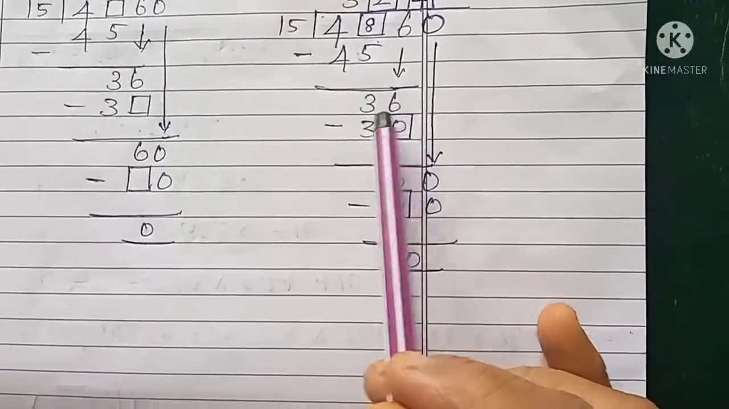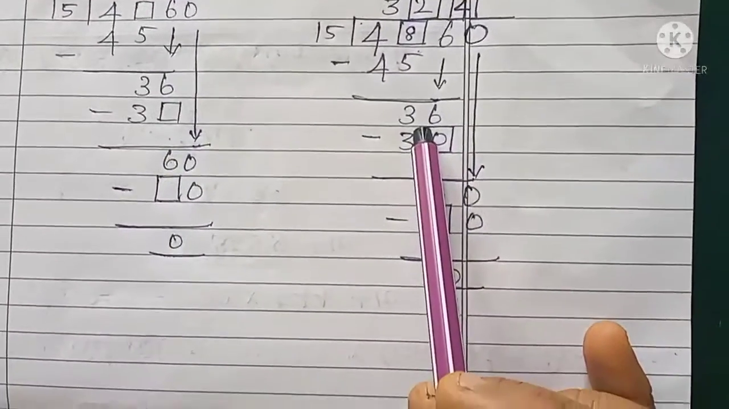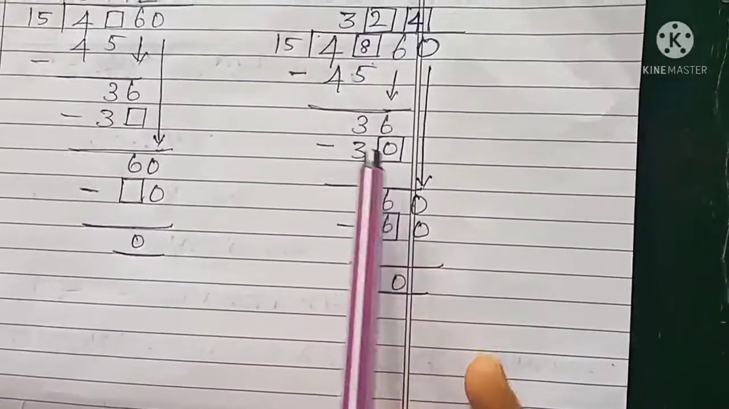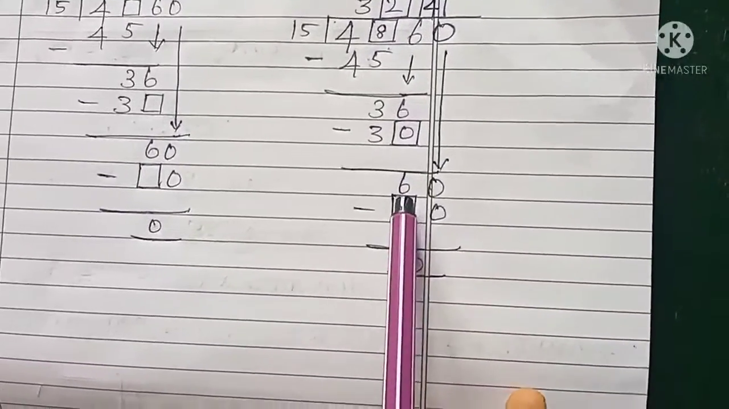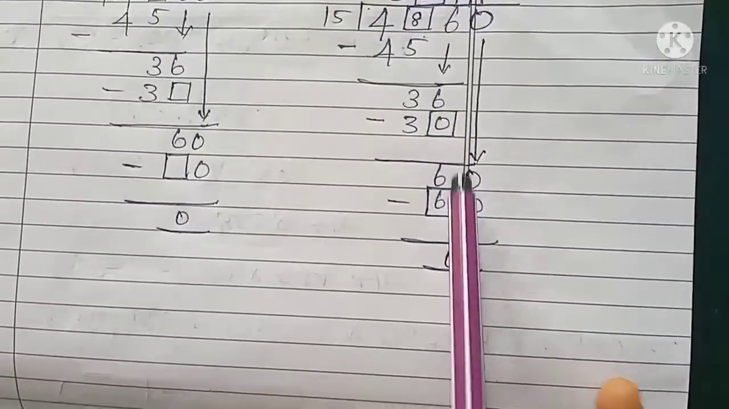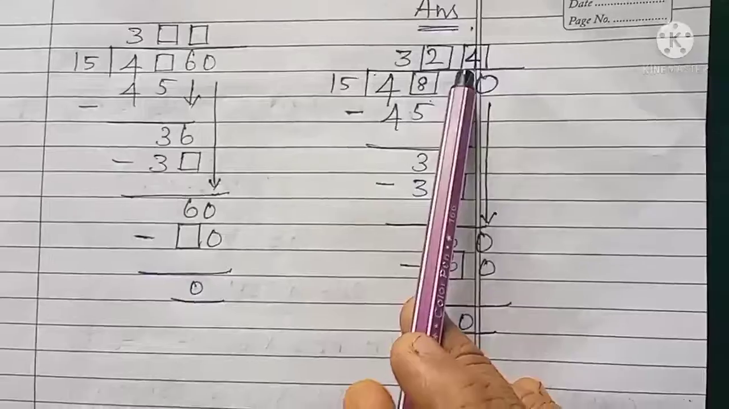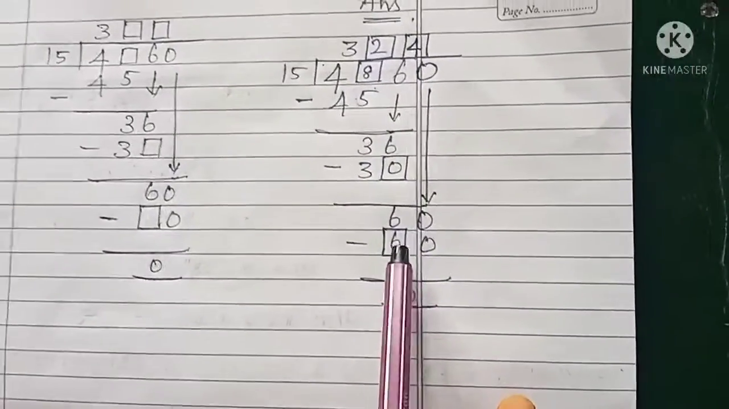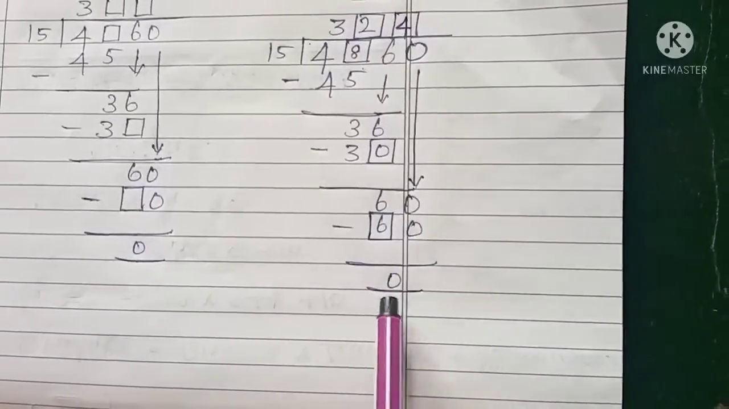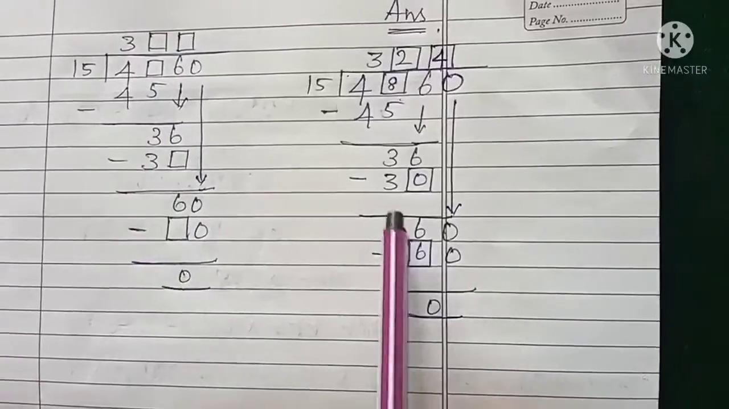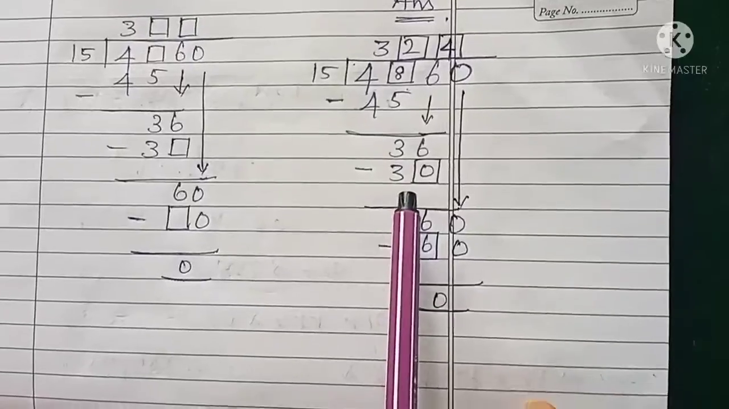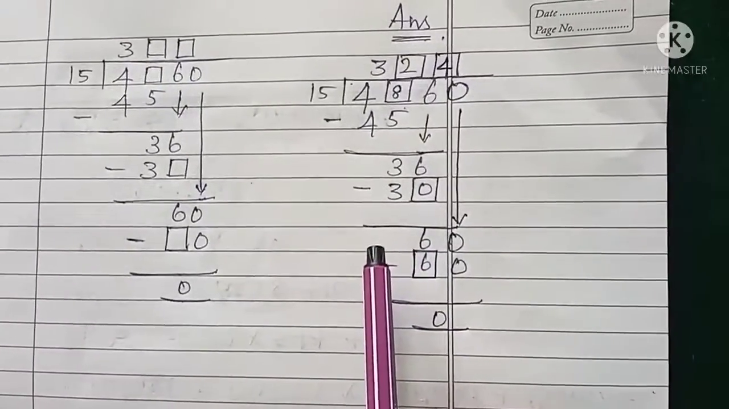Next number is 6. So now the number is 36. Now 36 in the 15th table, how many times will it come? 2 times. 15 twos are 30. So 36 minus 30 will give you 6. At last, the next number is 0. Now the number is 60. 60 in the 15th table, how many times will it come? 4 times. 15 fours are 60. So inside the box, 6 will come here. Okay, so 60 minus 60 will give you 0. So this is how you have to find the missing numbers. In the boxes there are so many numbers missing, so there you have to give the correct answers. So I hope you all understood the question. Thank you, children.